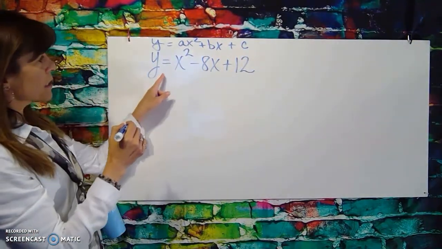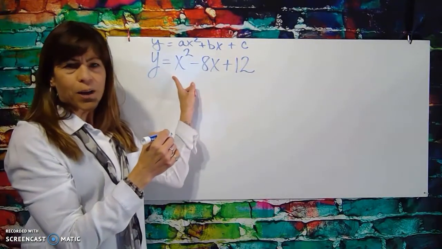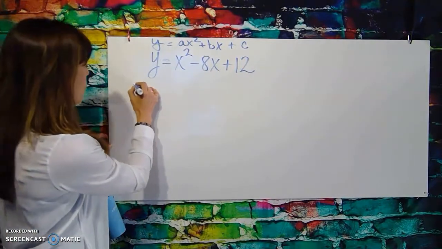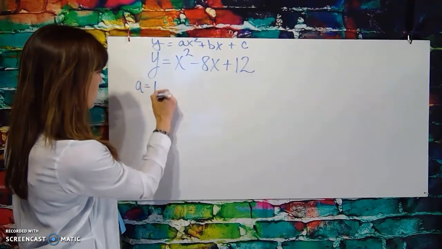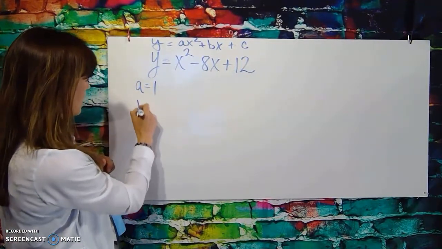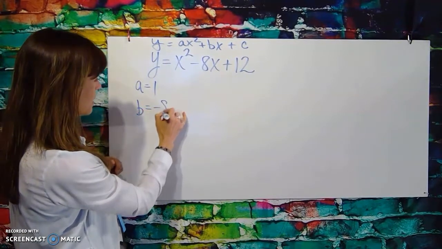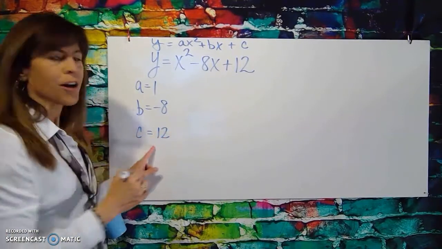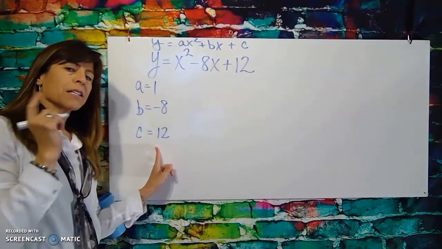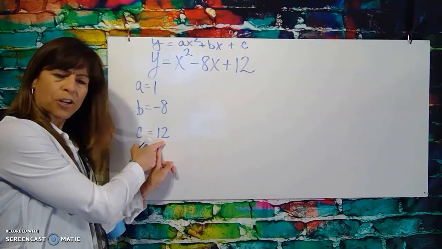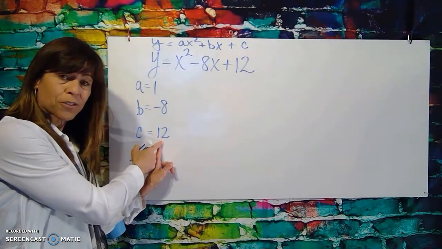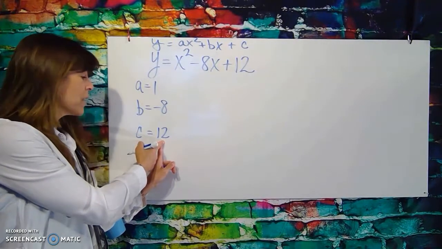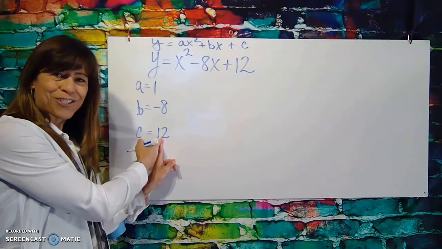One of the things I like to do right away is to identify your values of a, b, and c. So right here we're going to say a is equal to 1, b is equal to negative 8, and c is equal to 12. We did talk already about in standard form that this key feature of c being equal to 12 should let you know where the y-intercept is for this graph. Okay, so that was one of the key features in standard form.